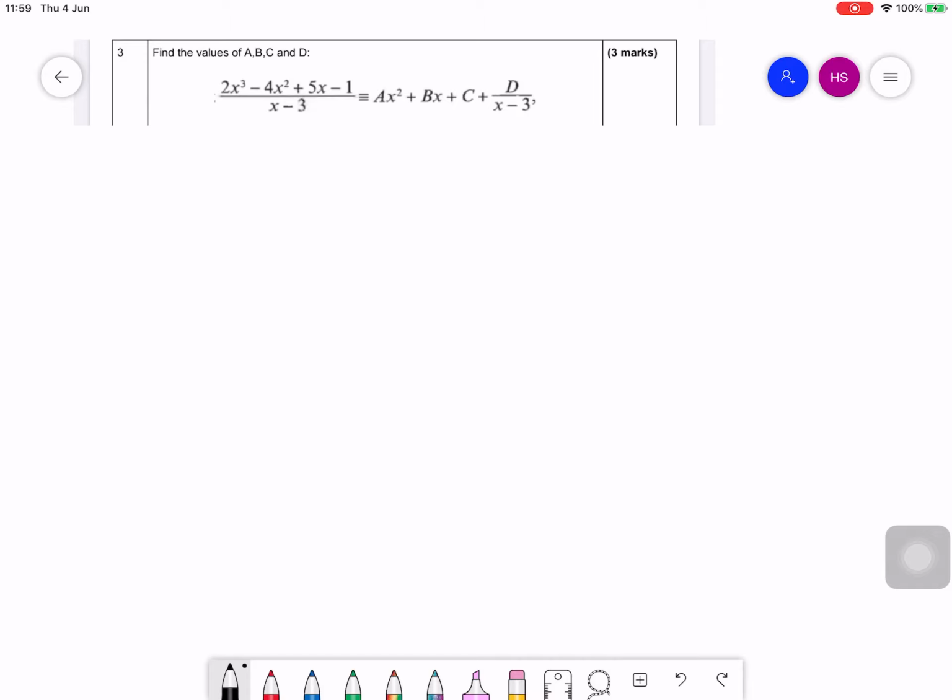Okay, we're looking at the partial fractions mini test and we're on question 3. So we've got an improper fraction here, and I can tell it's improper because the highest power of the numerator is x cubed and the highest power of the denominator is x. So it's a cubic over a linear, so it is improper. But they've told me how it should split up, so that's quite handy.